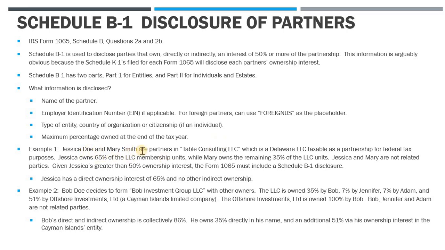We have Jessica and Mary are partners in Table Consulting, which is a Delaware LLC. Jessica owns 65% of the membership units, while Mary owns the remaining 35. Okay, so it's just a two-person partnership, 65 and 35. Jessica and Mary are not related parties. Okay, so given Jessica's greater than 50% ownership, the 1065 has to include a B1 disclosure, and you report Jessica's direct ownership of 65% and no other indirect ownership.